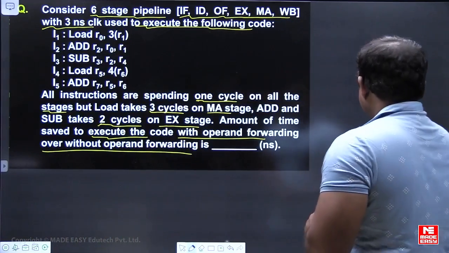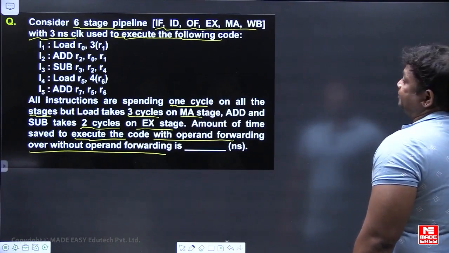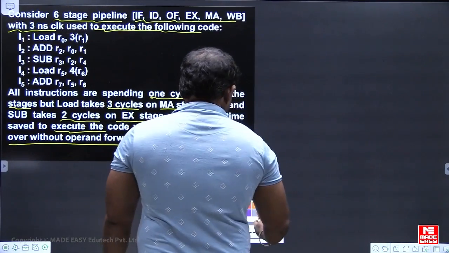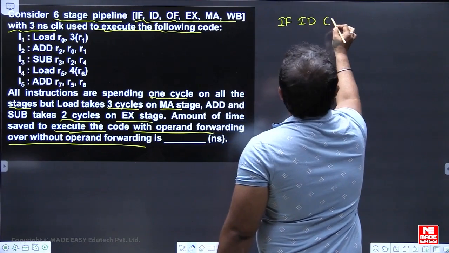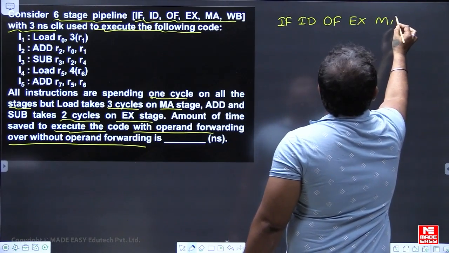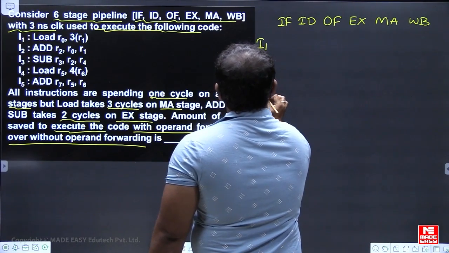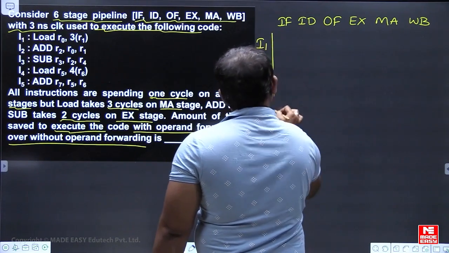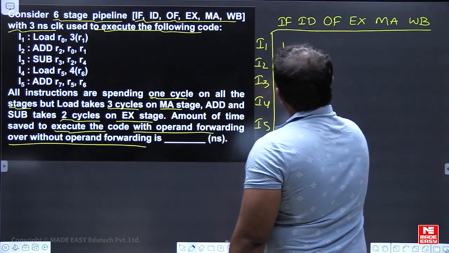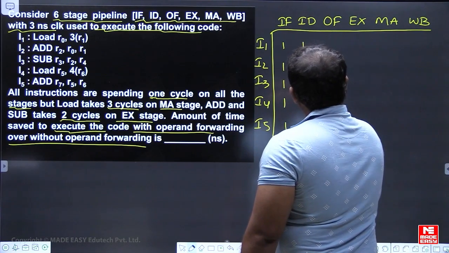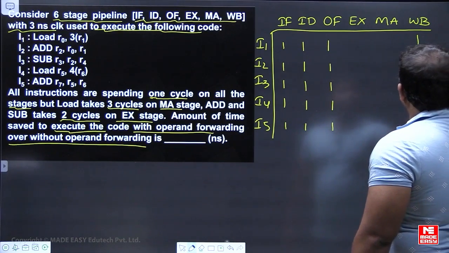I explained a number of questions in our regular notes which are related to this operand forwarding technique. Here, first what we need to do is take the pipeline stages IF, ID, OF, EX, MA, WB. 6 stages are given. I1, I2, I3, I4, I5. 5 instructions are given. Later, all instructions are spending 1 cycle on all stages, like this: IF, ID, OF, EX, MA, WB. These are taking 1 cycle.